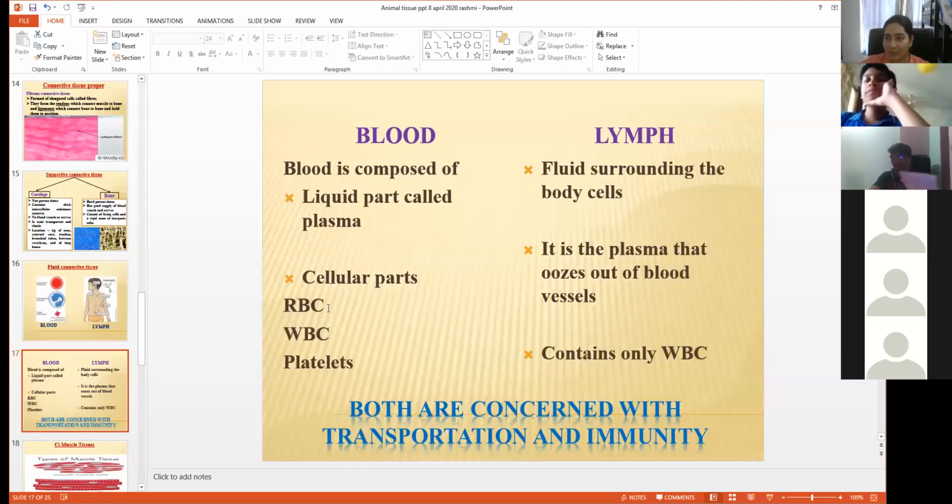The function of RBC is that it gives a red color. Why does it give a red color? Because the RBCs contain hemoglobin, right? Hemoglobin is the part which attracts oxygen. And when it attracts oxygen, it is only the RBCs which can deliver oxygen to each and every cell of the body. Next, we come to the WBCs.